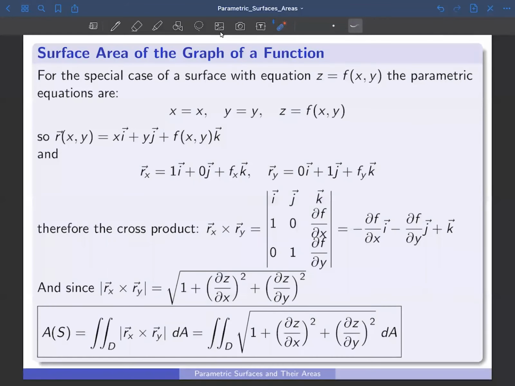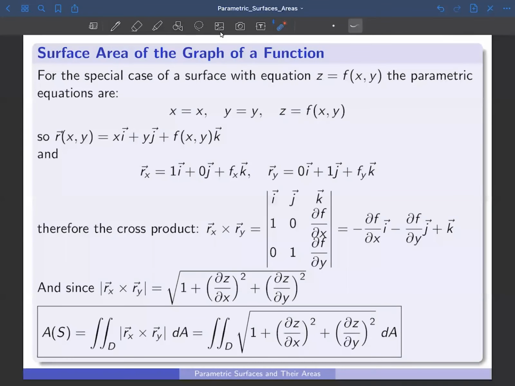And therefore, the cross product between the vectors rx and ry will be equal to the third order determinant with i, j, k; 1, 0, partial f partial x; and 0, 1, partial f partial y. And if we evaluate that third order determinant, we have that it is equal to negative partial f partial x times the vector i minus partial f partial y times the vector j plus the vector k.